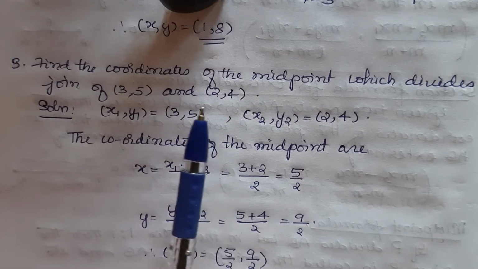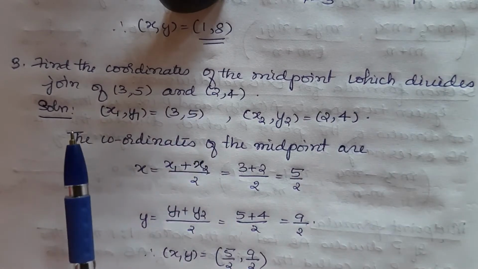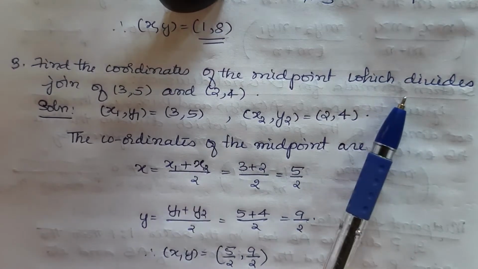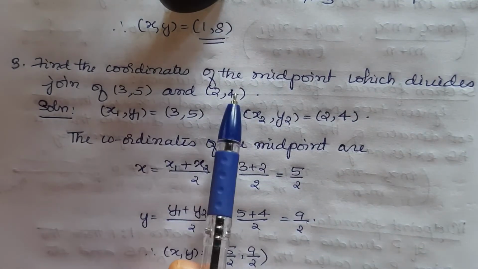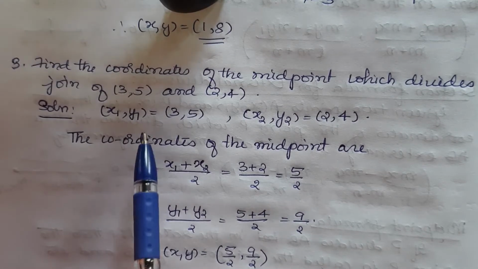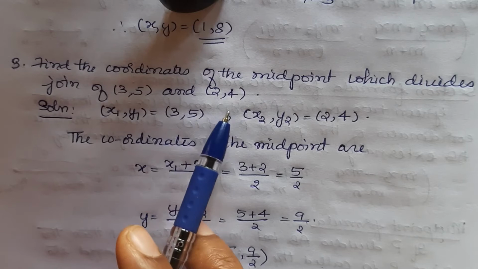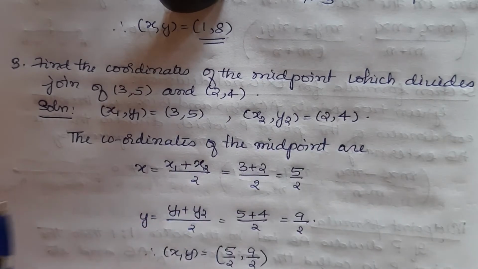The next problem, find the coordinates of the midpoint which divides the join of (3, 5) and (2, 4). We have to find the midpoint joining these two points. Midpoint, we have already studied the formula. We will take the first point as x1, y1 and the second point as x2, y2, that is (2, 4).